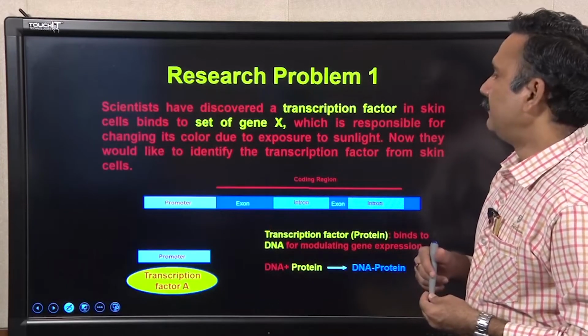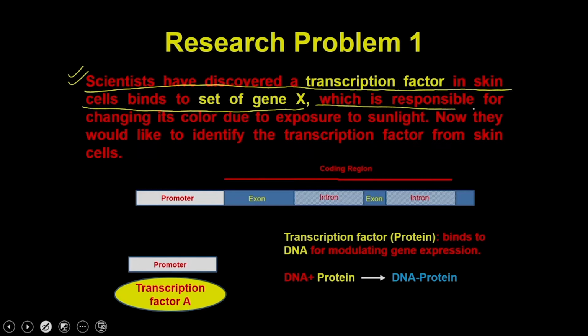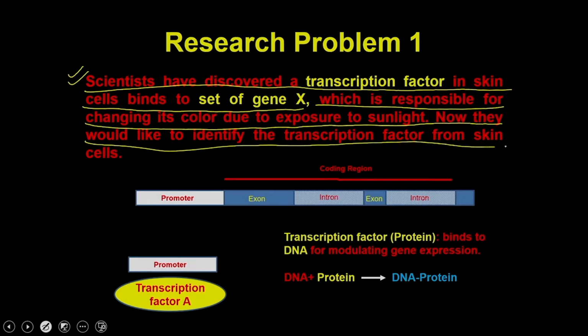So, the first problem today, and this is an old problem we have discussed before also, is that scientists have discovered a transcription factor in skin cells that binds to a set of gene X, which is responsible for changing its color due to exposure to sunlight. Now, they would like to identify the transcription factor from the skin cells.